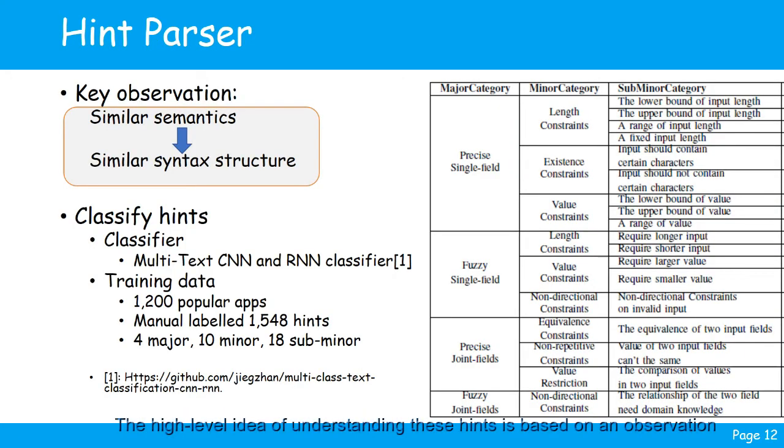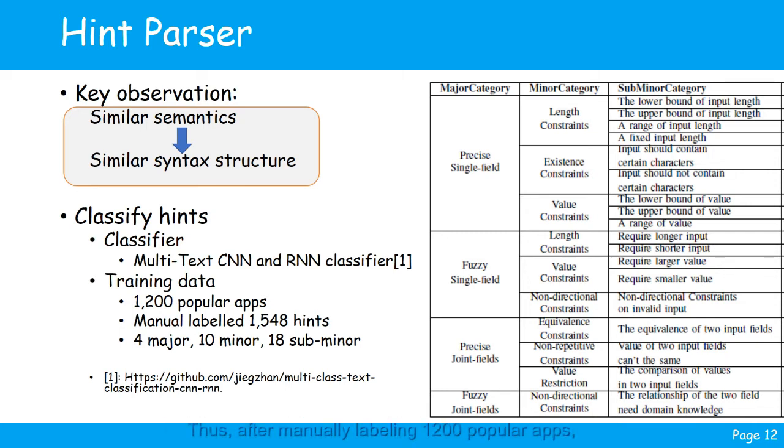The high-level idea of understanding these hints is based on an observation that hints with similar semantics often have a similar syntax structure, and therefore, TextExerciser can cluster these hints based on their syntax structures, and then extract the constraints from the syntax structure.